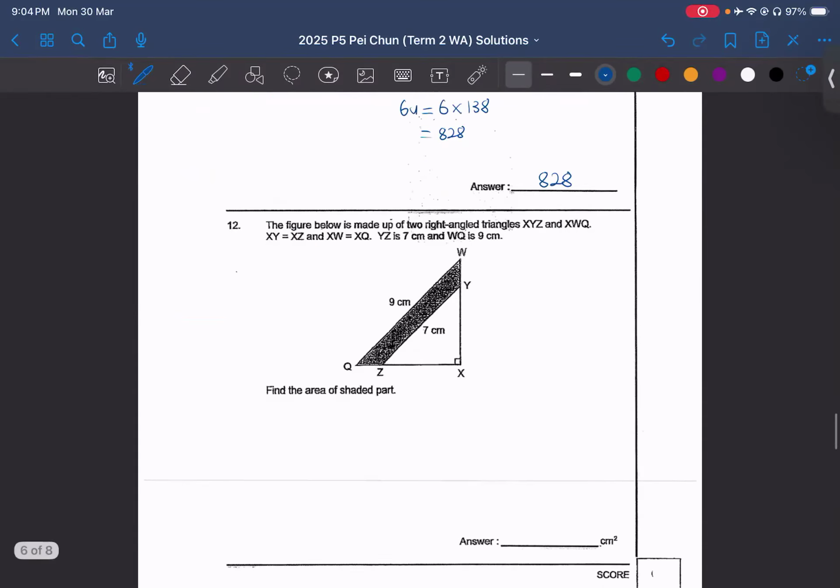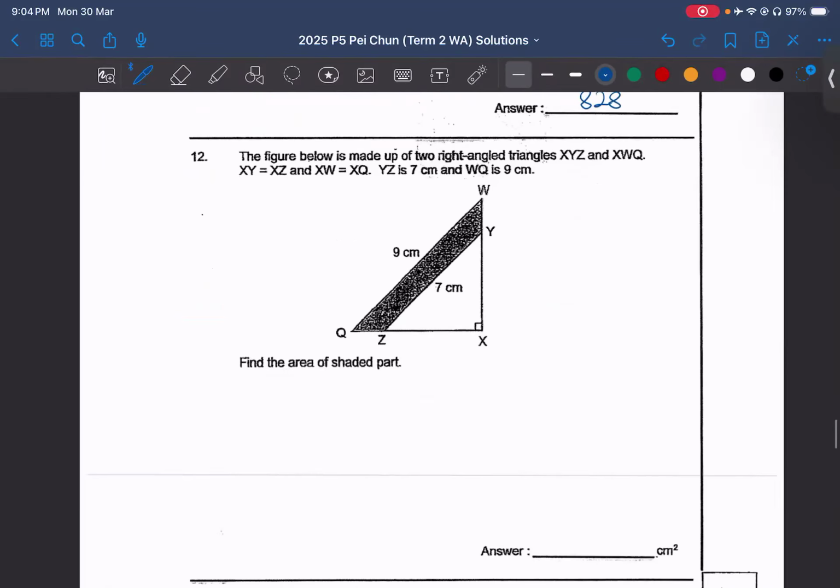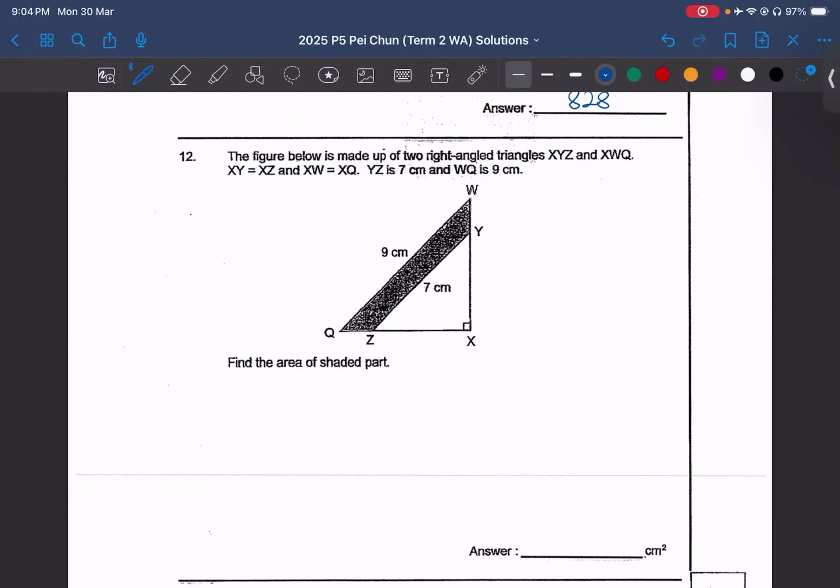Okay, next, question 12. The figure below is made up of 2 right angle triangles, XYZ and XWQ. XY equals XZ and XW equals XQ. Then YZ is 7 centimeters and YQ is 9 centimeters. Find the area of the shaded part.